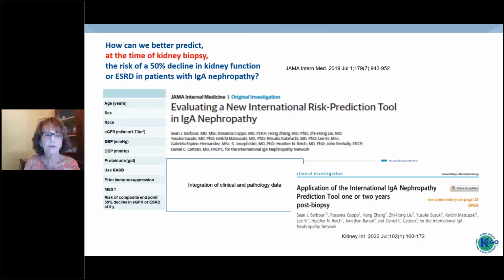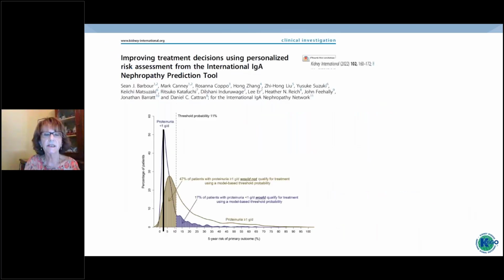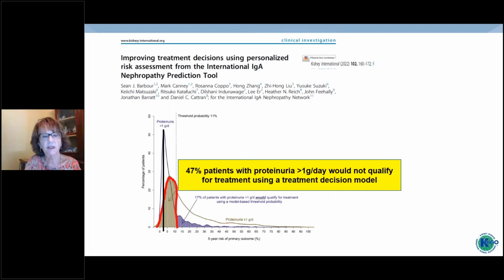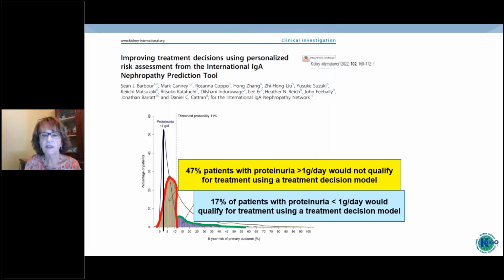So it is likely that the idea of selecting patients at risk of progression only on the basis of proteinuria of 1 gram per day, and establishing treatment in these patients, may not be completely true. For instance, applying this International IgA Nephropathy Prediction Tool, 47% of patients with proteinuria higher than 1 gram per day would not qualify for treatment. And on the other hand, 70% of patients with proteinuria lower than 1 gram per day would qualify for treatment using the treatment decision model based on the international IgA nephropathy tool.